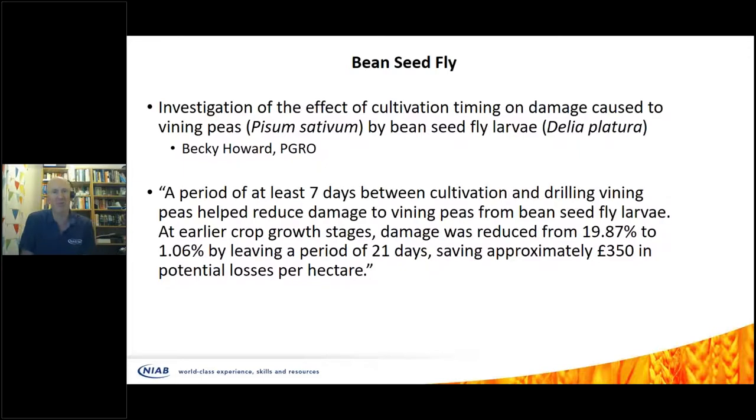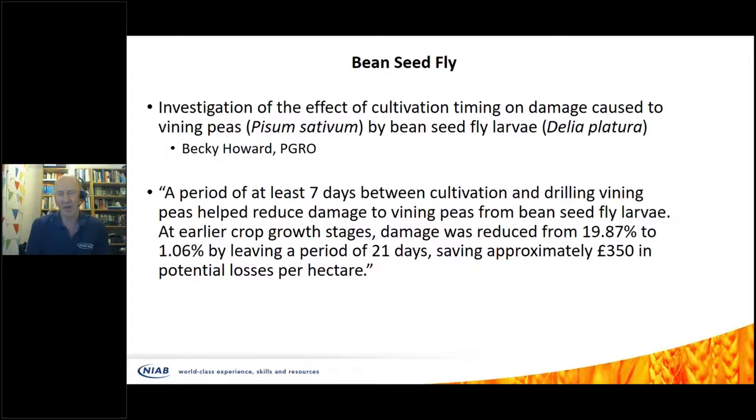On to, again, maybe slightly on Rosemary's territory, some work Becky Howard's been doing at PGRO as part of the consortium, looking at cultivation timing to reduce damage in vining peas from bean seed fly larvae. Early indications are that a 7-day period between cultivation and drilling can help reduce damage.